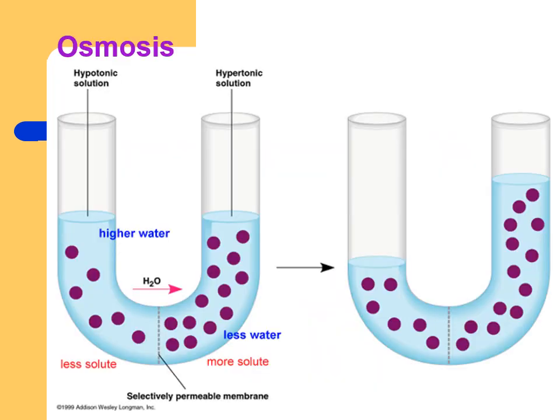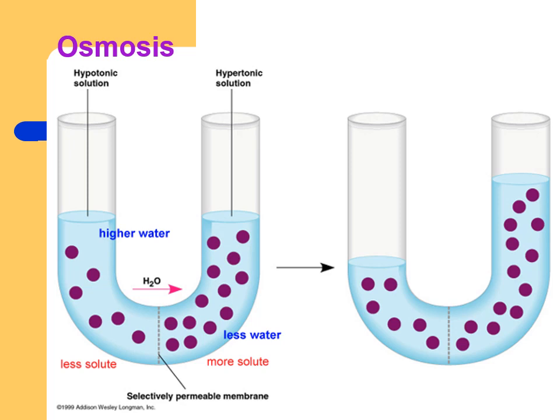So here's another example with a selectively permeable or semi-permeable membrane, where on the right here we have a higher concentration of solutes, and the solutes are too big to fit through the membrane. And on the left we have less solutes. So the water is going to go towards the more solutes to try to water this down to be equal with the others. And that'll do two things.